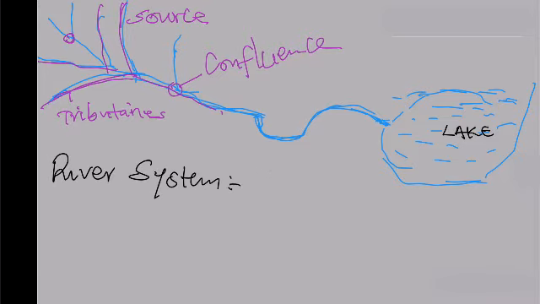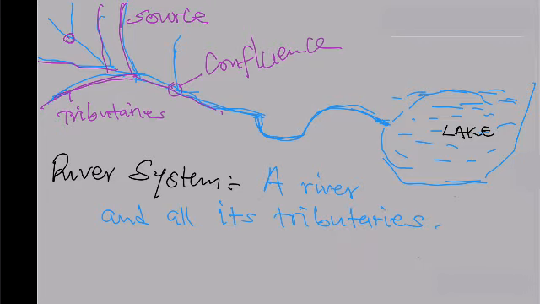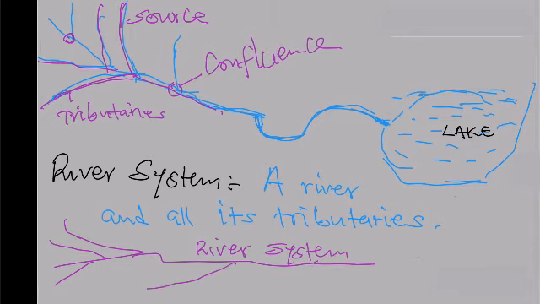Next is the river system. A river system is the river plus all its tributaries. Whatever makes up that river is what we call the river system. So it is the main river plus the smaller tributaries that finally join up to form the main river.